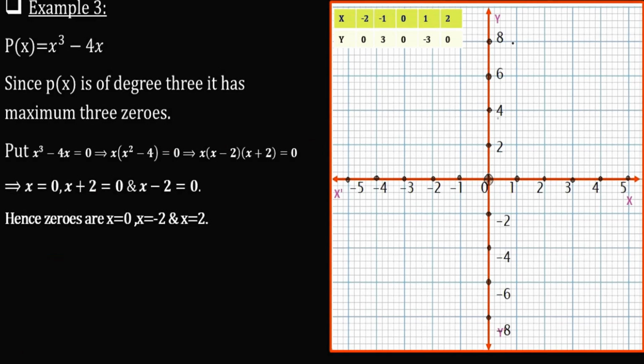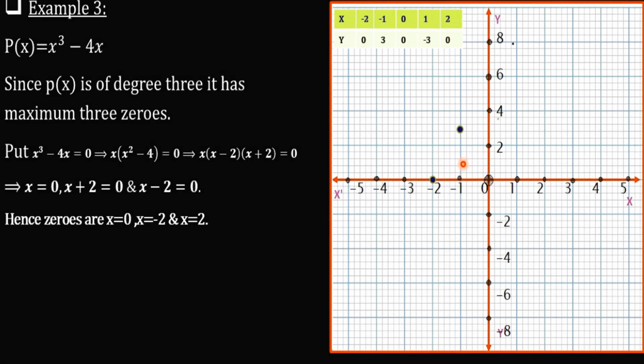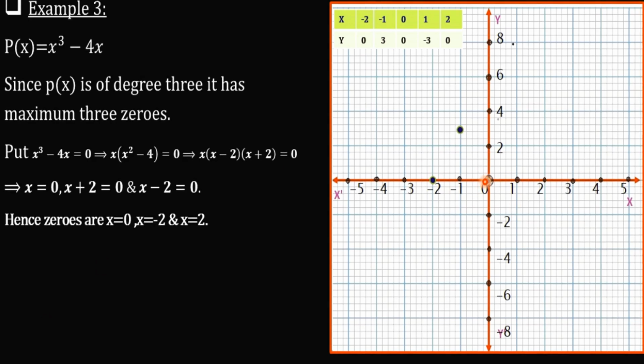So at first we can plot the point x equal to 0, then y equal to 0. x equal to -2, then y equal to 0, that is this point. That is, x-axis is -2 and y-axis is 0, this point. Next point, -1, 3, that is x is -1 and y is 3, that is the intersection of x equal to -1 and y equal to 3, this point. Next point, that is 0, 0, that is the center, the origin.